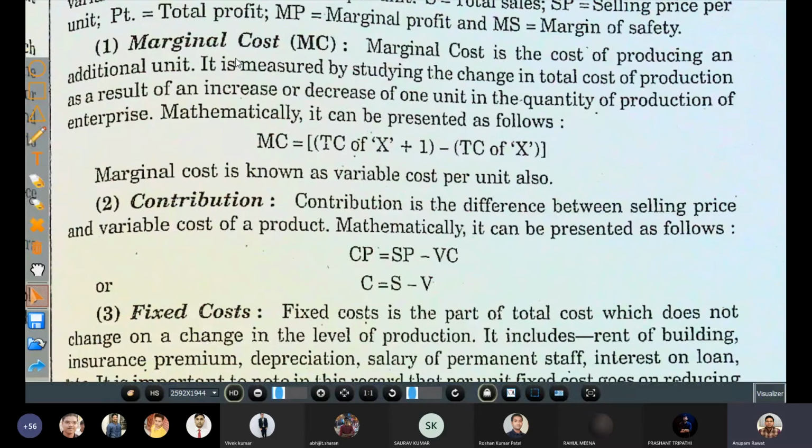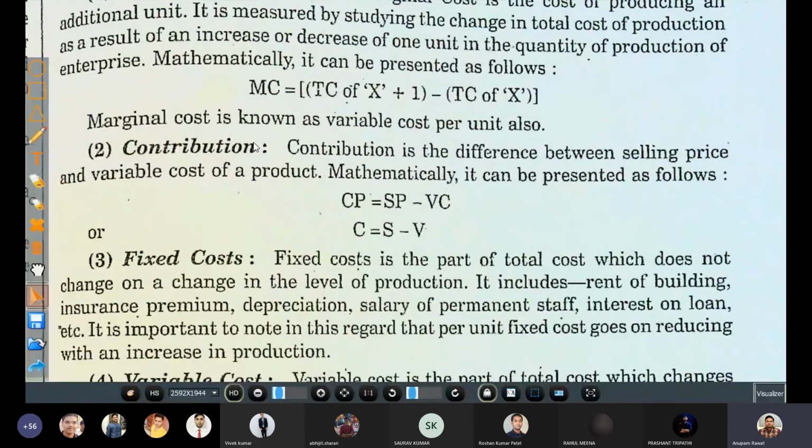Now let us see the marginal cost. Marginal cost is the cost of producing an additional unit, and it is measured by studying the change in the total cost of production as a result of the increase or decrease of one unit in the quantity of the product of enterprises. Mathematically, this can be represented as MC is equal to total cost of X plus 1 minus total cost of X. So marginal cost is basically the cost of one product.